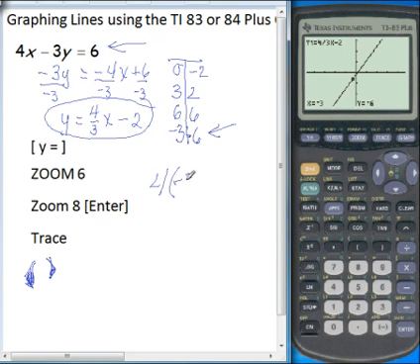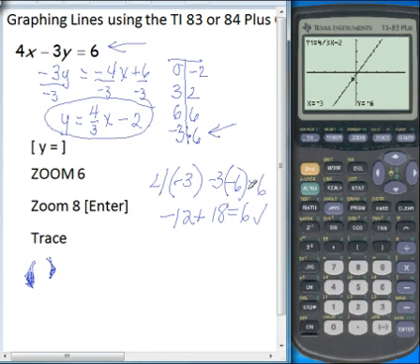4 times negative 3 minus 3 times negative 6 equals 6. We get negative 12 plus 18 is 6. And surely that is true. So we're pretty confident that we've got the right line here.